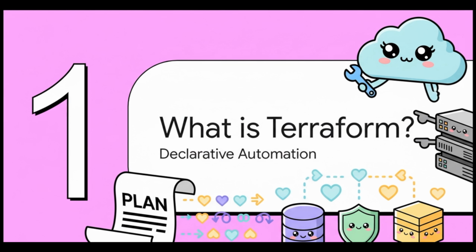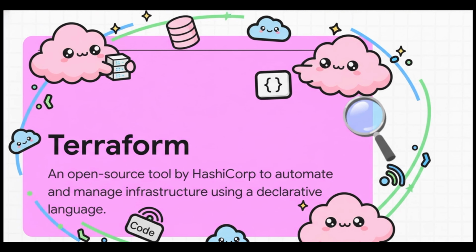First up, what is Terraform? It's all about this big idea called declarative automation. Sounds complicated, I know, but let's make it simple. So, at its core, Terraform lets you manage all your tech stuff with code. But the real secret sauce? It uses what's called a declarative language. But what on earth does declarative actually mean? Let me show you with a really simple analogy.